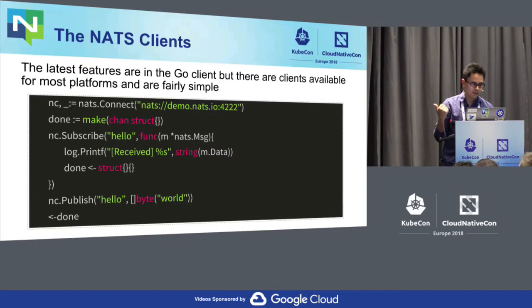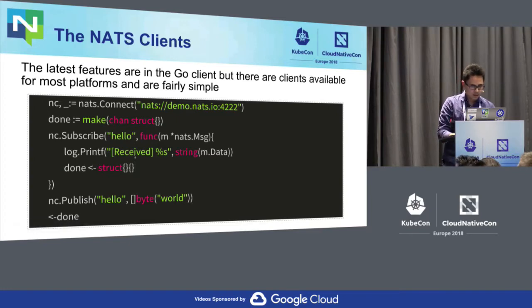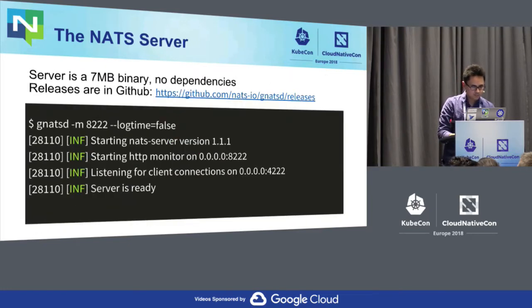And here we have an example of an asynchronous subscriber subscribing to this hello subject. It takes a callback. It has a very similar API for all the other client implementations that we have. And as soon as we publish a message on the hello subject, it would print that you received this message, right? And the server, it's a 7 megabyte binary, no dependencies at all.